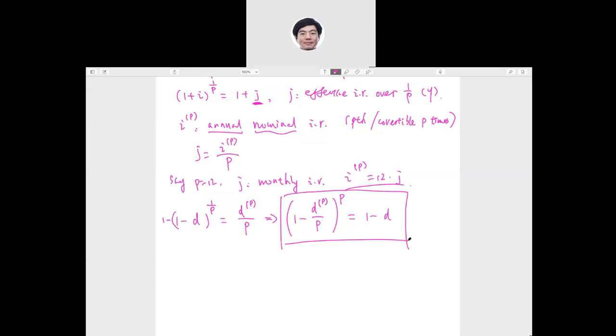So let me put it in a box. And then we can easily connect I with d, because this is 1 minus d, which is v, which is 1 divided by 1 plus I. So it's 1 plus I to the negative power. So let's put it back and change it to a different number. This is how you connect nominal interest rate with nominal discount rate. So you can always go from one to the other.